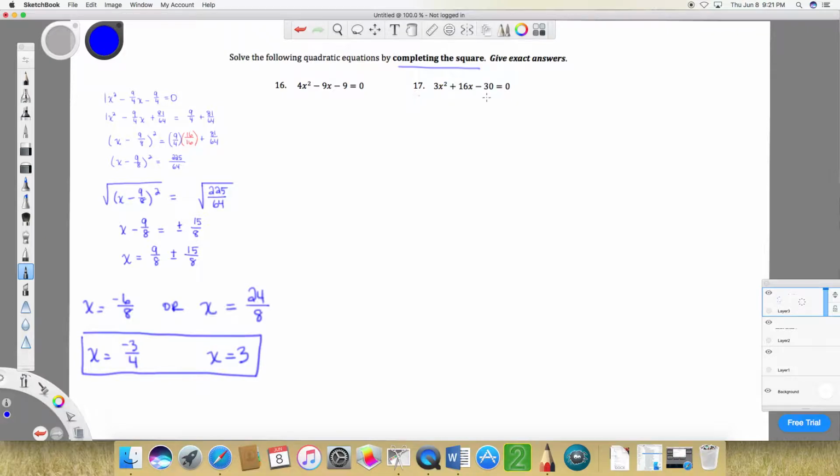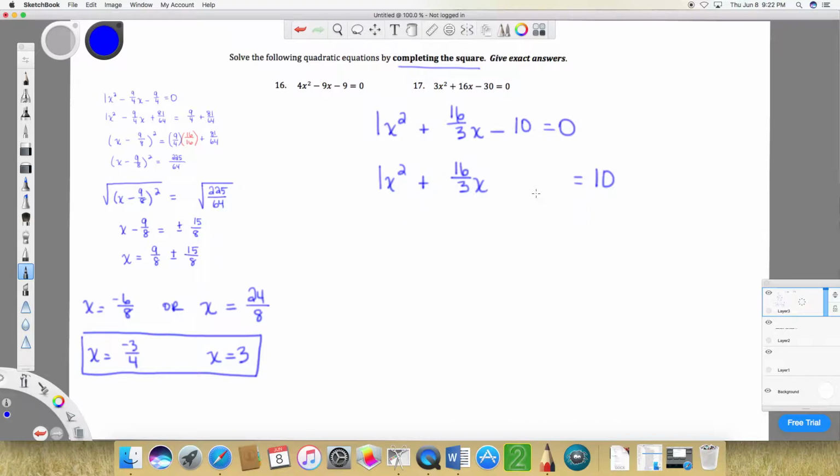All right, so now let's take a look here at number 17. And again, even though it's in standard form, that leading coefficient is not a 1. So we need to divide everybody by 3. So I'll have 1x squared plus 16 over 3x minus 10, because 30 divided by 3 is 10. Well, that's not the c that I want in order for this left-hand side to be a perfect square. So I get that negative 10 out of the way by adding it to both sides. 0 plus 10 is 10.